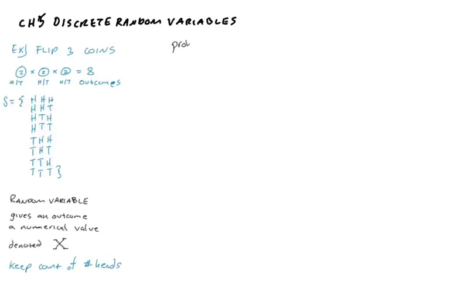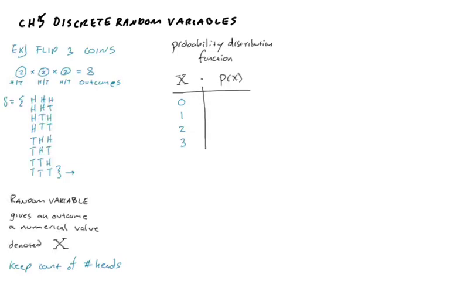We're also going to want to make a probability distribution function for this to help us keep track of it. This is going to have our random variable X and also the probability associated with it. If we're trying to keep track of the number of heads, it's possible we could have 0, 1, 2, or 3. So for example, all tails would give us 0 heads, and that gives you a probability of 1/8 because it's just one of those out of the 8.